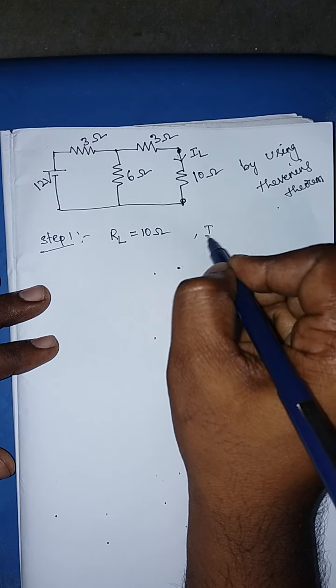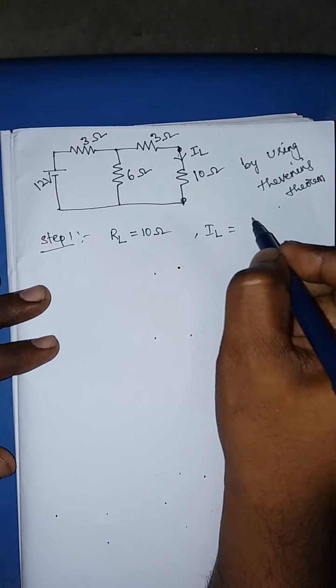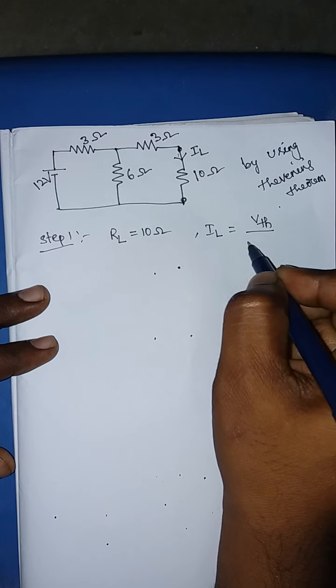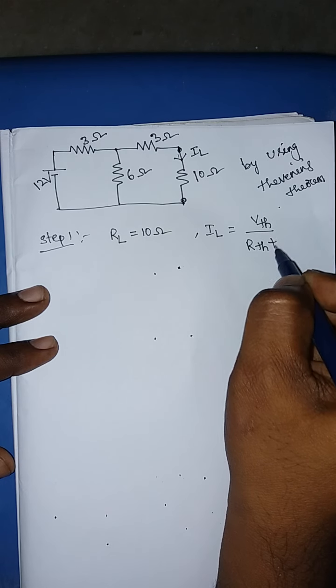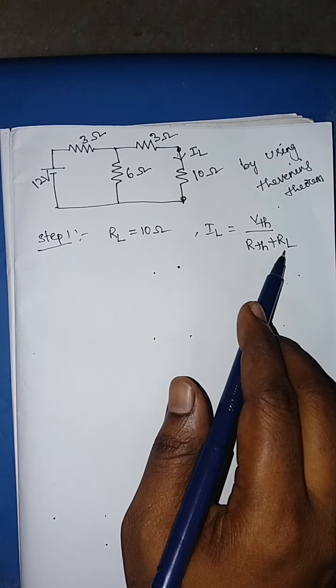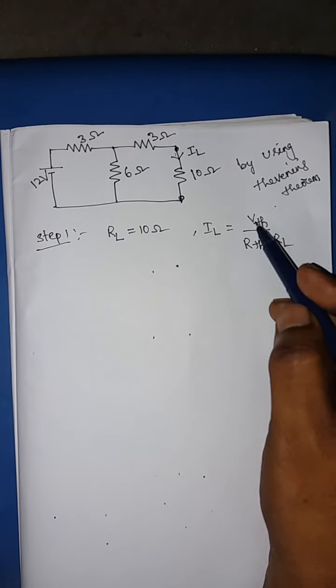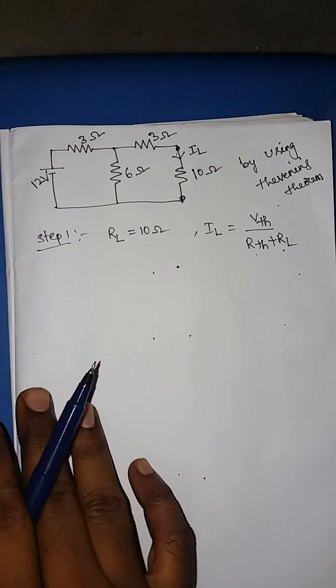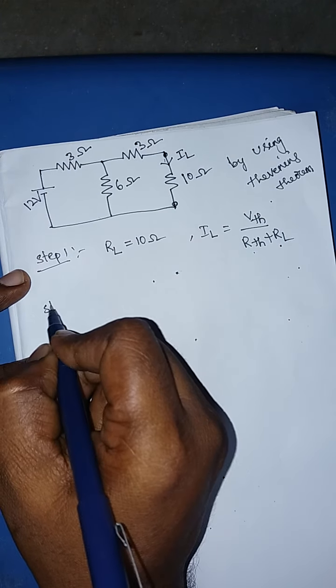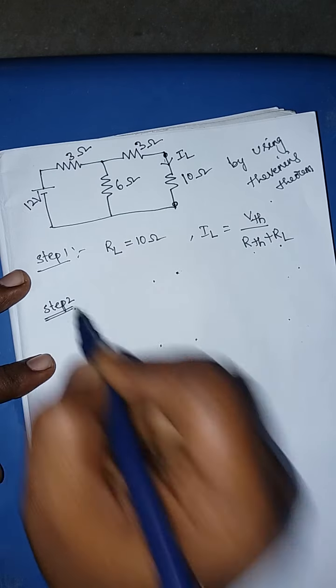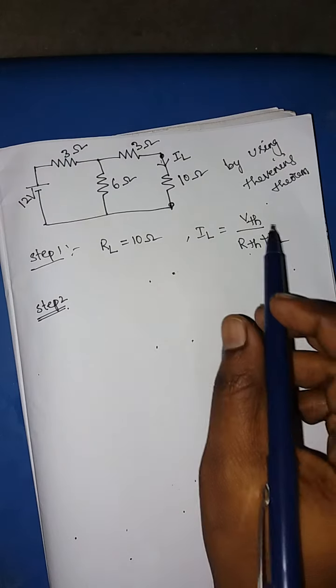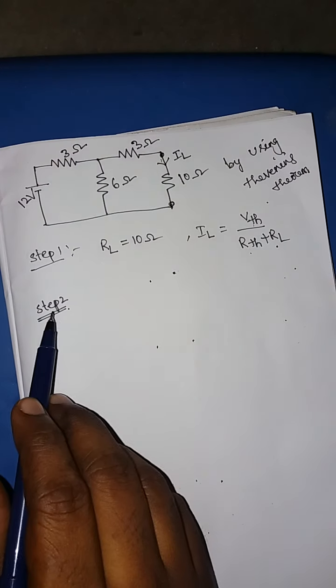So IL is equal to, you know the equation, VTH divided by RTH plus RL. Yes, in this equation you have one value, that is RL. Now you need to find VTH and RTH. Now what is step 2? Step 2 is remove the load from the network and replace it by one dummy voltage source, which is called Thevenin's voltage.